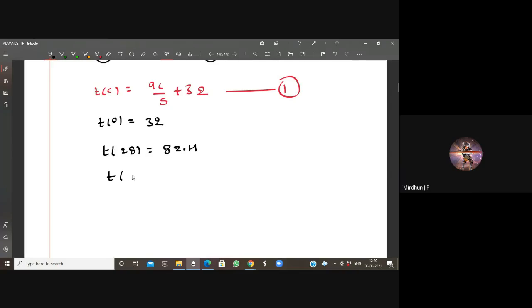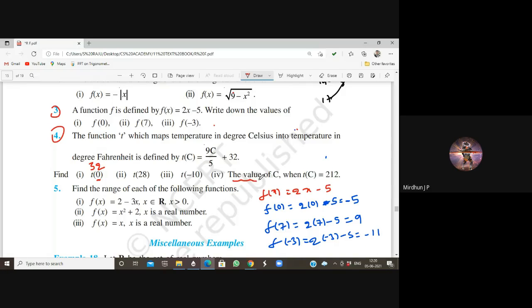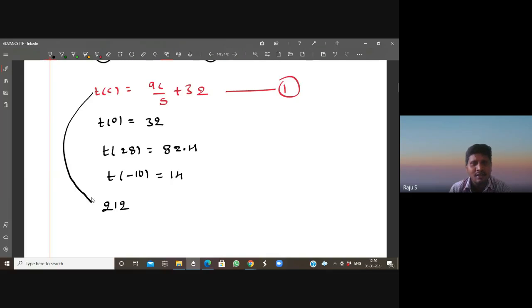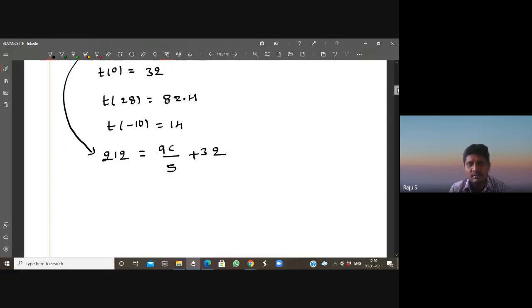Third one, T of minus 10, sir, 14. T of minus 10 is equal to 14. Okay, then the fourth subdivision. Sir, the value of C is 100. Instead of T of C, we should write 212. The thing is here, the LHS T of C value is given. Then what is the C value? They ask. Sir, 100. Is it 100? Yes, sir, 100 only.